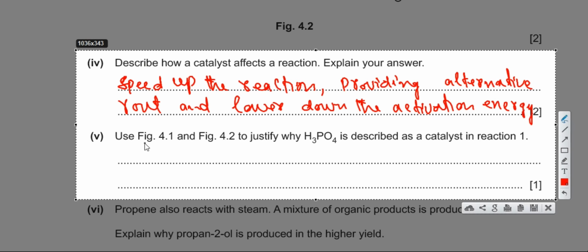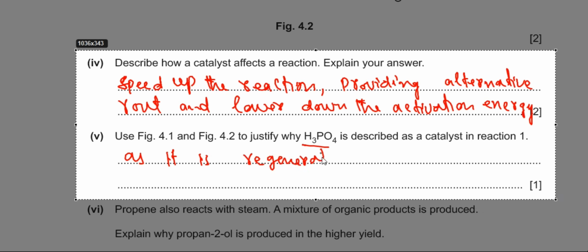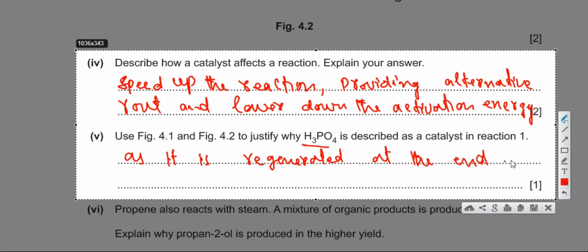Next he says, use figures 4.1 and 4.2 to justify why phosphoric acid is described as a catalyst. As I told you, it is regenerated at the end, or you may use regained, reformed, whatever word you like, giving the message that it is reobtained and remains unchanged during the chemical reaction, or recovered, whatever word you can use.